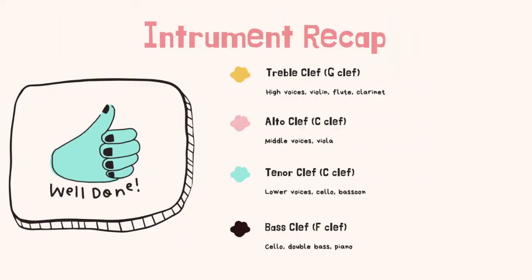Now let's recap the instruments that go with each clef. So for treble clef, which is also called G clef, we have high voices, instruments like violin, flute, clarinet, piccolo, anything really that's in a high register.